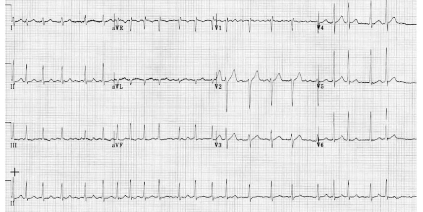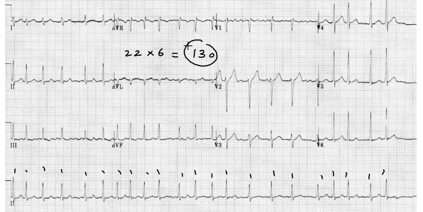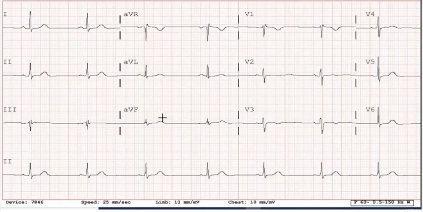So 1, 2, 3, 4, 5, 6, 7, 8, 9, 10, 11, 12, 13, 14, 15, 16, 17, 18, 19, 20, 21, 22. So we count the number of QRS complexes in this 10-second strip and multiply it by 6. 22 multiply 6, almost 130, 132 maybe. The same formula is used when there is bradycardia. Okay, now the speed is again 25.